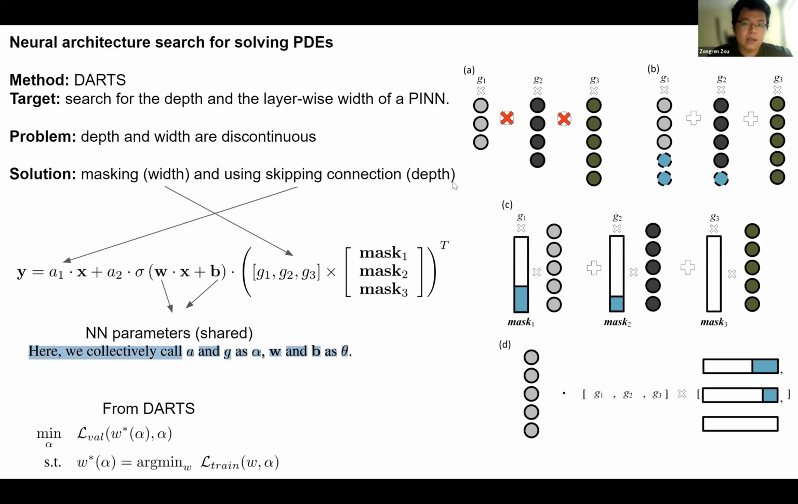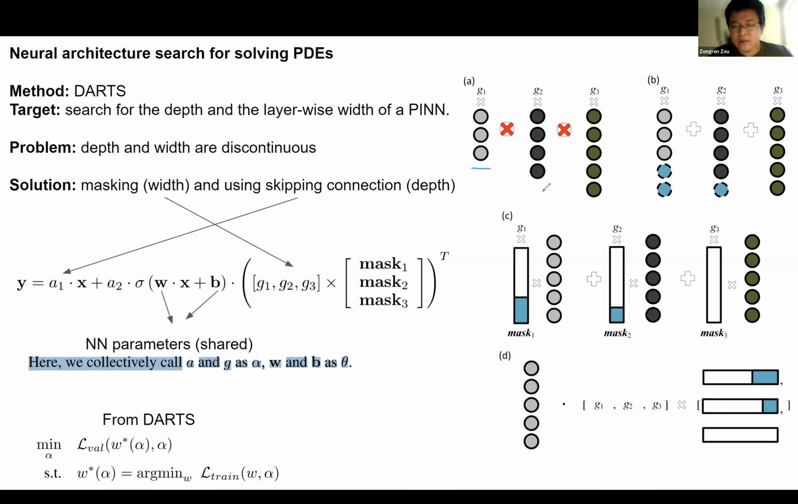Okay, so to search for the depth and the layer width of the PINN, the problem now becomes that depth and width are discontinuous. In DARTS, how do we use the idea from DARTS to relax the depth and width to continuous variables? The authors of this paper used this type of technique: masking for width and skip connection for depth. So let's say here G1, G2, G3 are constants.